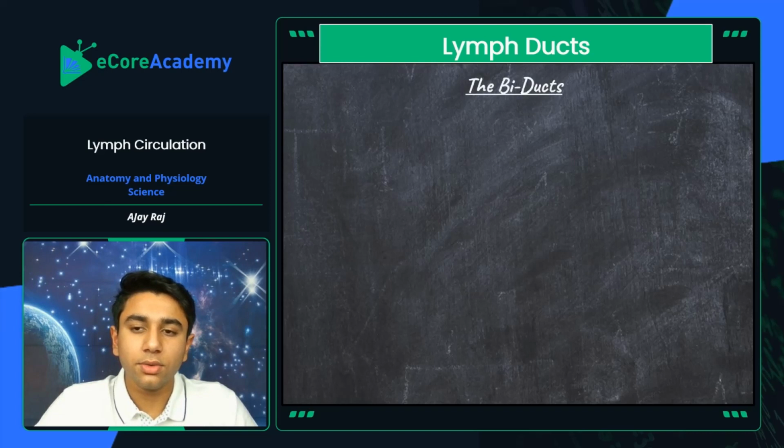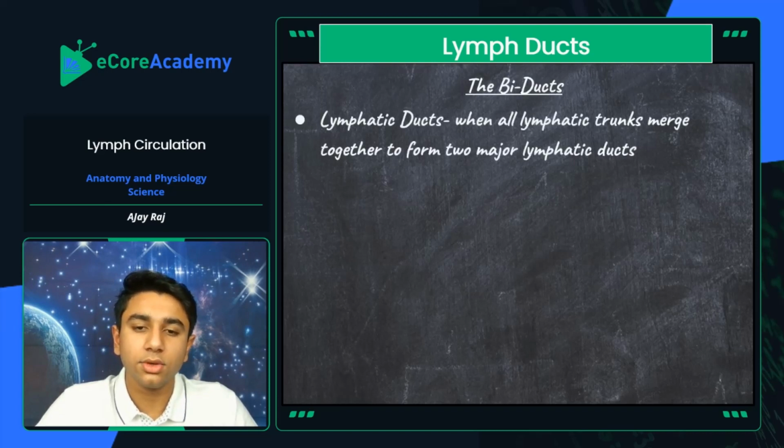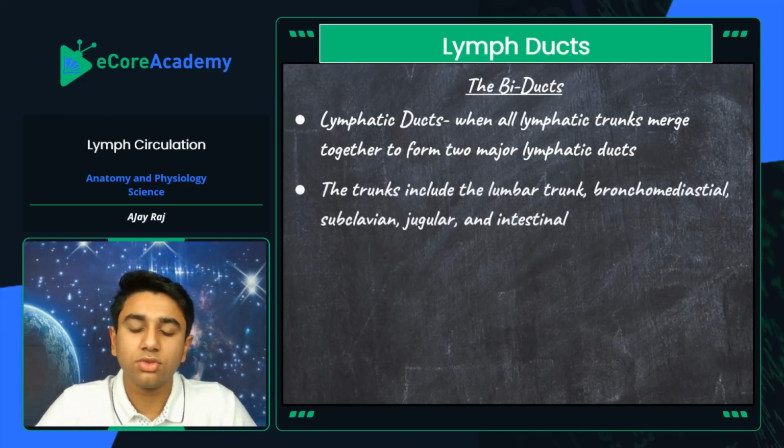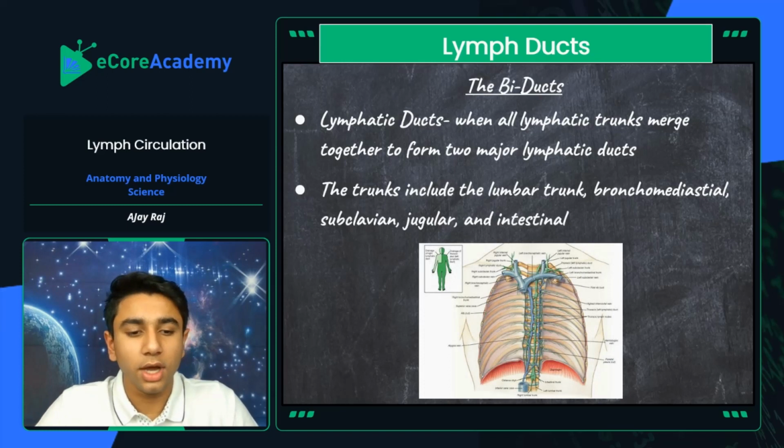Onto lymph ducts. I want to introduce the biducts. So what exactly does biducts mean? I'll explain that. Lymphatic ducts form when all lymphatic trunks merge together to form two major lymphatic ducts. The trunks include the lumbar trunk, the bronchomediastinal, subclavian, jugular, and intestinal. So there are two ducts, as you can tell. We call them the biducts because we consider those two ducts to be connected at one point, but with proposed sections of the body. So if you can't recall from the previous video, it was a very long topic on trunks.